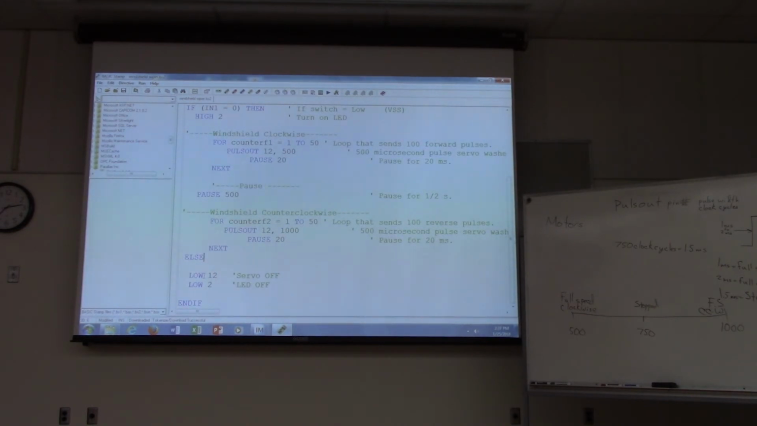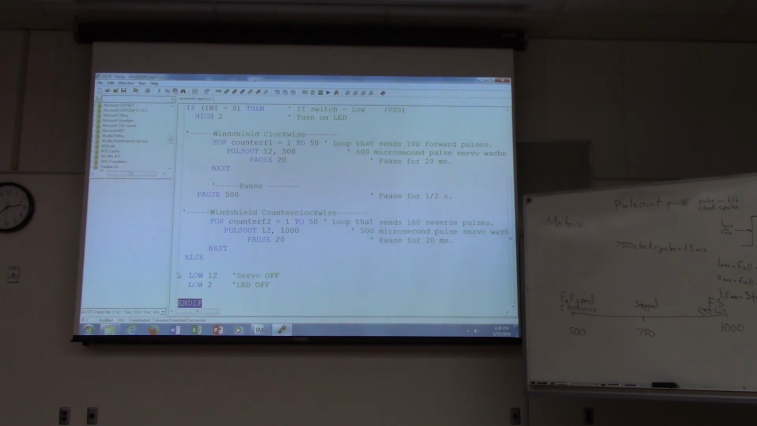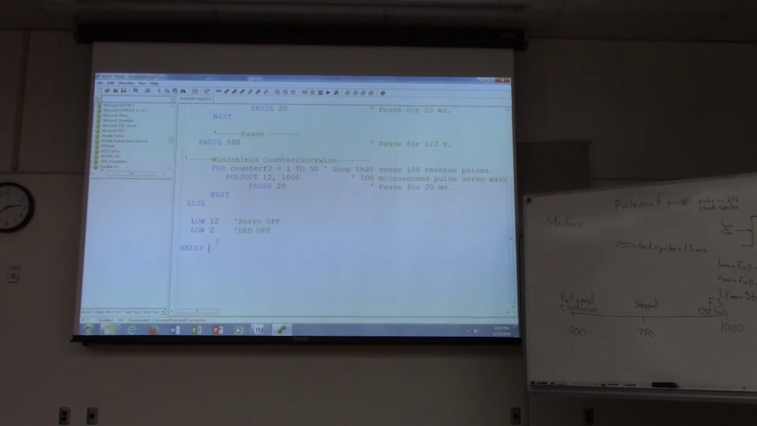So you guys can hook up an LED also to show you whether your motors are supposed to be on. Okay? So if the voltage is low, then run the wipers. Else, if the voltage is high, turn everything off. And then finally, this end if statement shows that you've reached the end of the if condition. So that means that everything is over and the next part of your program could begin, if there was another part of your program. Okay.